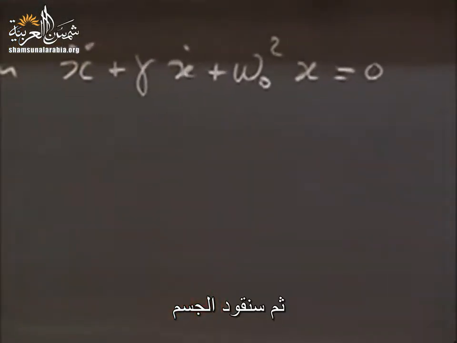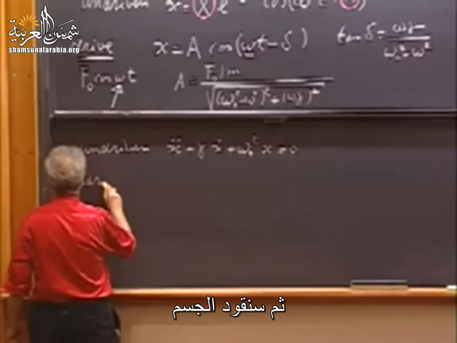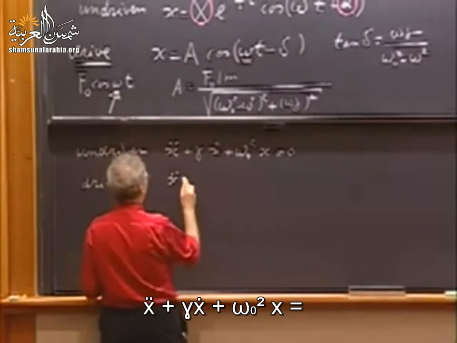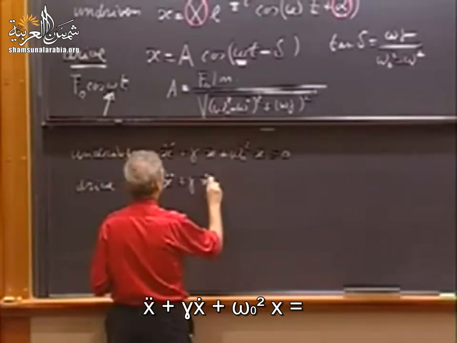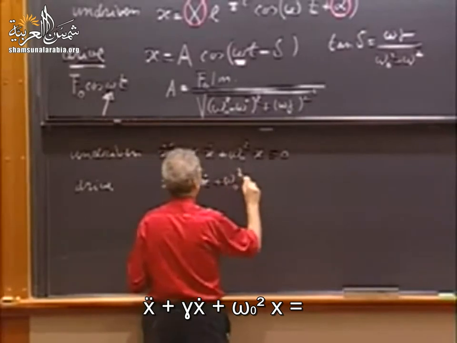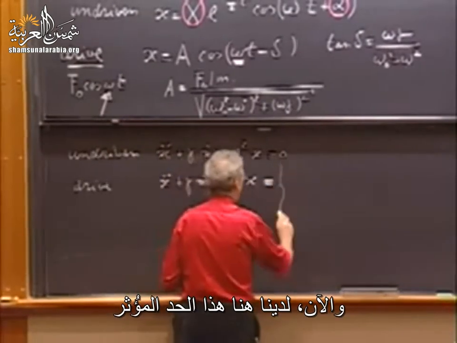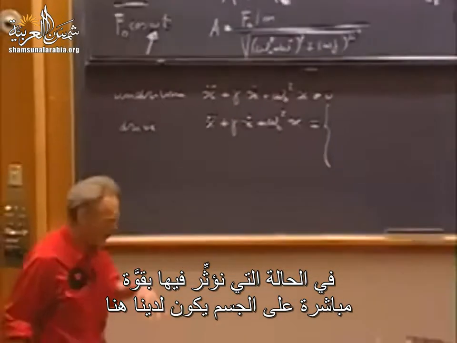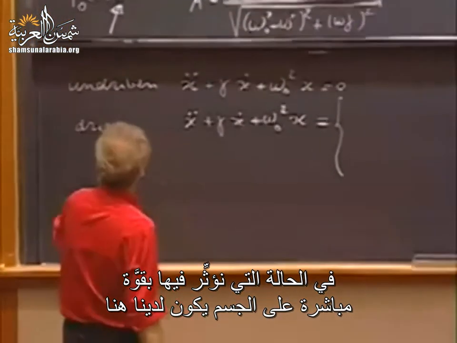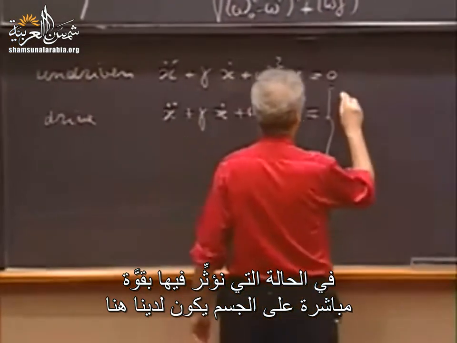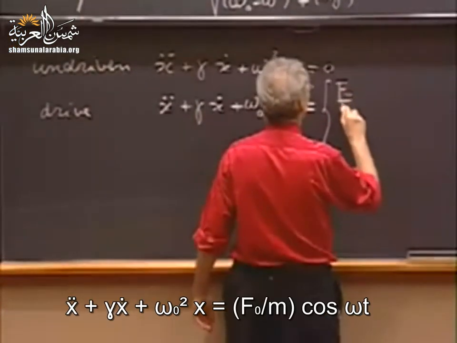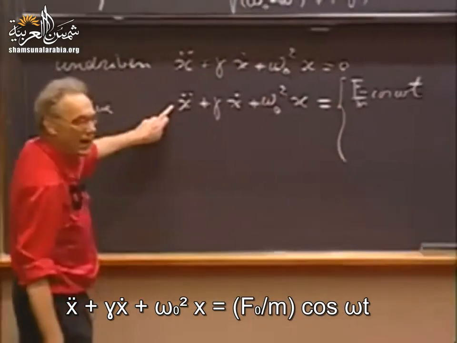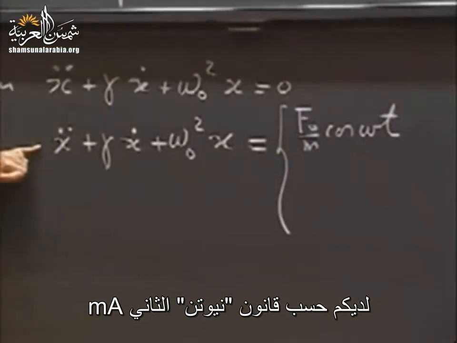Then we were driving it. So now we drive it. What now was the differential equation? Well, we had an x double dot, gamma x dot, plus omega 0 squared times x. And now we had here this driving term. In the case that we directly put the force on the object, then we had here F0 divided by m times cosine omega t, because the m comes in because you divide by m, right? Newton's second law has ma.